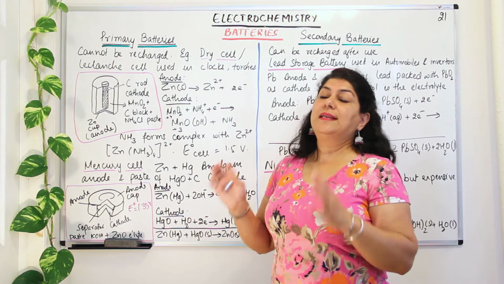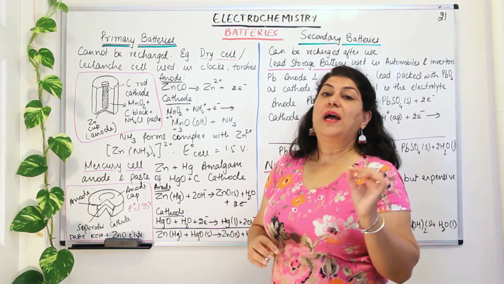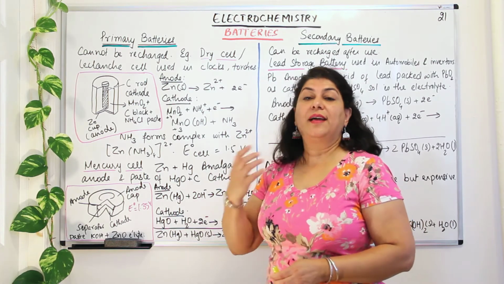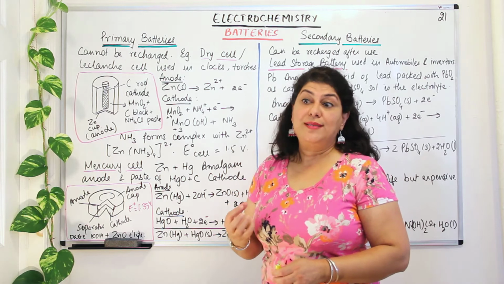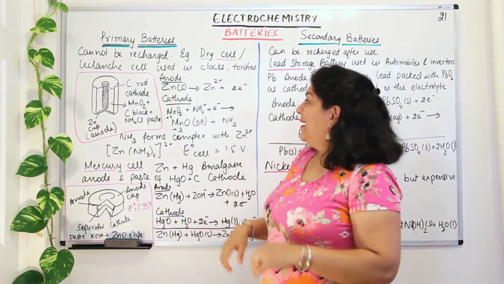But cathode and anode are still defined in the same way. The cathode is that electrode at which reduction occurs and anode is that electrode at which oxidation occurs. I'm repeating this again and again because this is really important to understand and can lead to confusion if this is not clear to you.